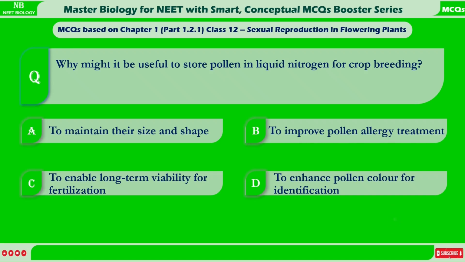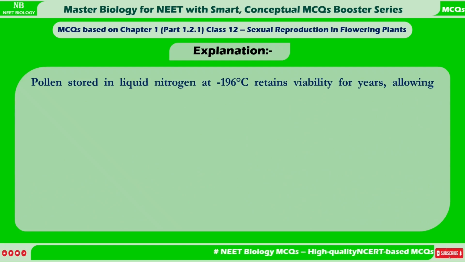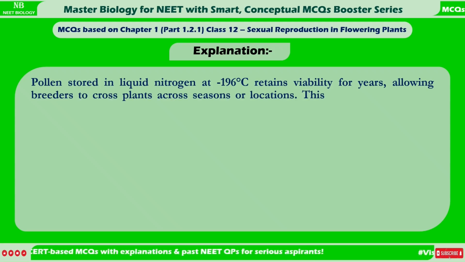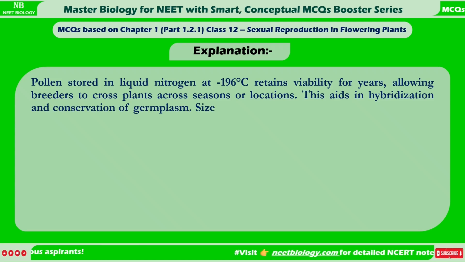Correct answer is C. To enable long-term viability for fertilization. Explanation. Pollen stored in liquid nitrogen at -196 degrees Celsius retains viability for years, allowing breeders to cross plants across seasons or locations. This aids in hybridization and conservation of germplasm.